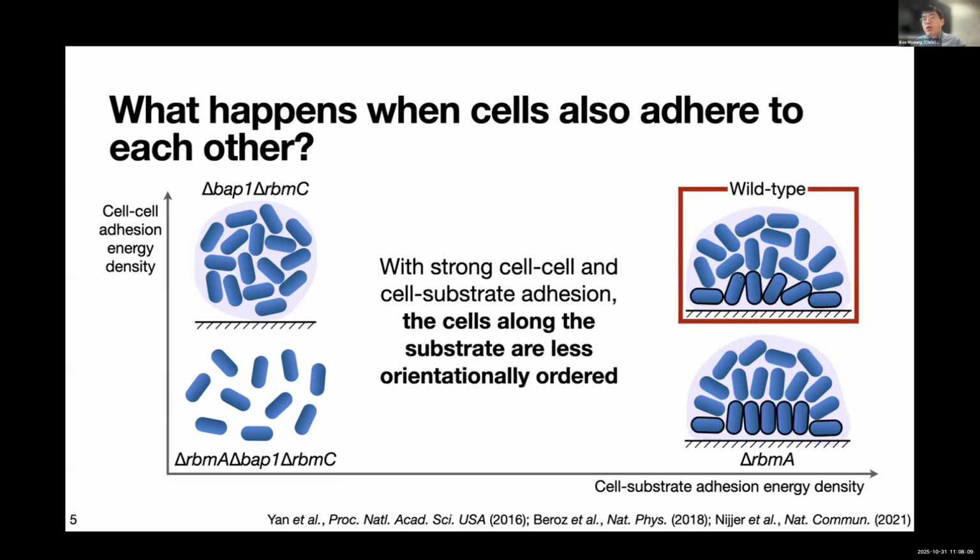On the other hand, if we have both strong cell-cell and cell-substrate adhesion, we get a similar sort of dome-like shape, but the cells along the substrate are less orientationally ordered. We don't have this clean verticalization that we see without cell-cell adhesion.